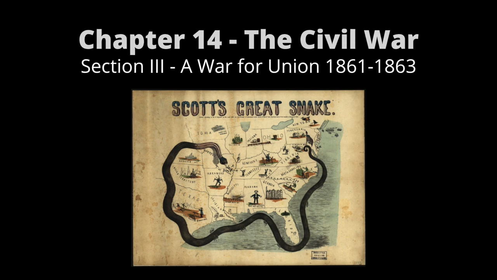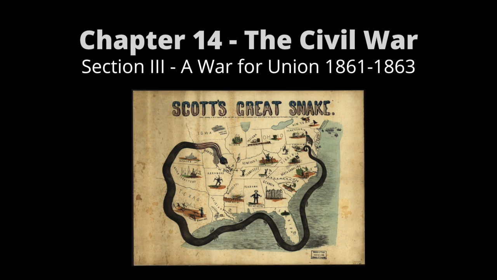McClellan, however, was an overly cautious man who consistently overestimated his adversary's numbers. This cautious approach played into the Confederates' favor on the outskirts of Richmond. Confederate General Robert E. Lee, recently appointed commander of the Army of Northern Virginia, forced McClellan to retreat from Virginia, from Richmond, and his peninsular campaign became a tremendous failure.